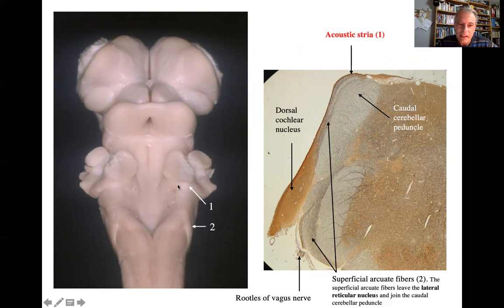We see that we are at this level now. Okay. This is the dorsal cochlear nucleus. This comes from the cochlea on the inner ear, and these are these superficial arcuate fibers that go on top, these fibers here that go on top of the caudal cerebellar peduncle, and we will see where they go, okay, to the dorsal nuclei of the trapezoid body and to the audition, etc., etc., okay.